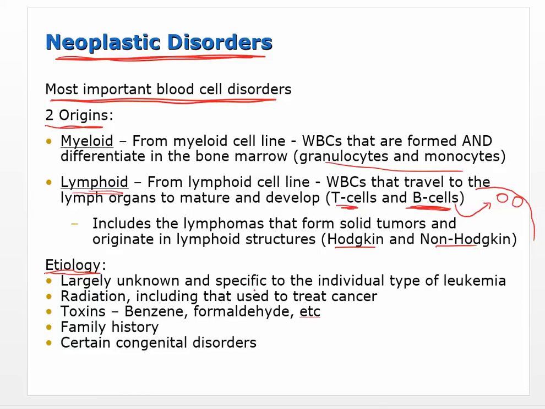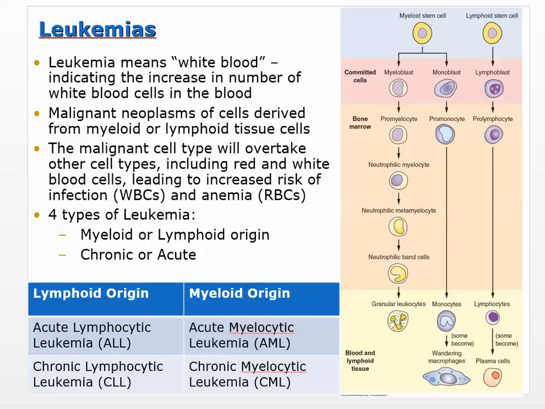So the etiology of these neoplastic disorders, these cancers, is largely unknown. Some people can get it without having any risk factors or knowing why they're getting it at all. Radiation, we know that radiation causes that, including radiation that's used to treat cancer. Toxins can cause it, benzene, formaldehyde. Family history contributes, and certain congenital disorders can contribute too. So all of these things are contributors, but ultimately, in some cases, you just don't know the reason.